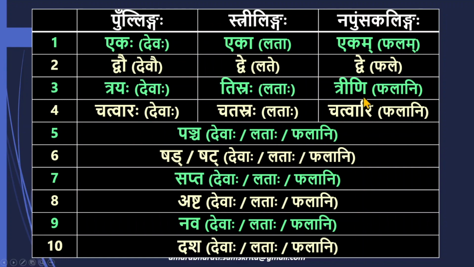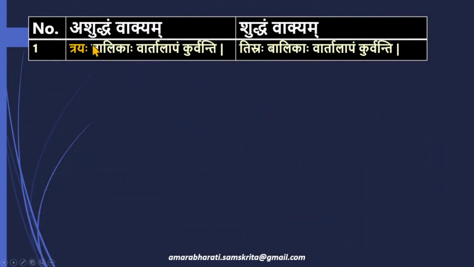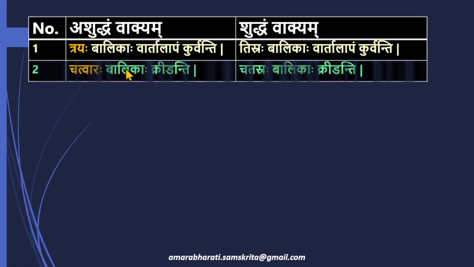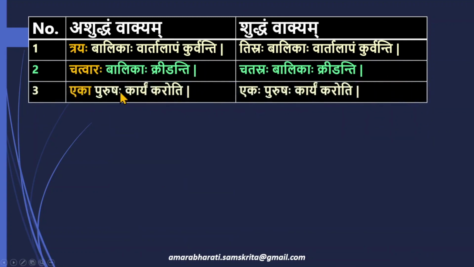We look at the examples. First one, Trayaha Balikaha is wrong. It is Tisraha Balikaha, because Strilinga pada. Next, Chatvaraha Balikaha is wrong. Chatasraha Balikaha, again Strilinga pada. Eka Purushaha is wrong. Ekaha Purusha, because it is Pullinga.